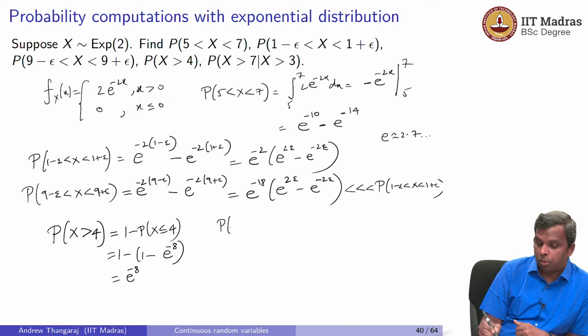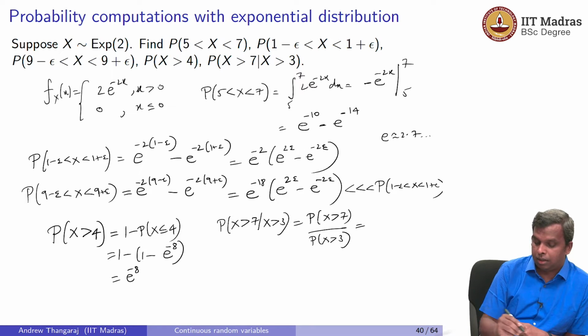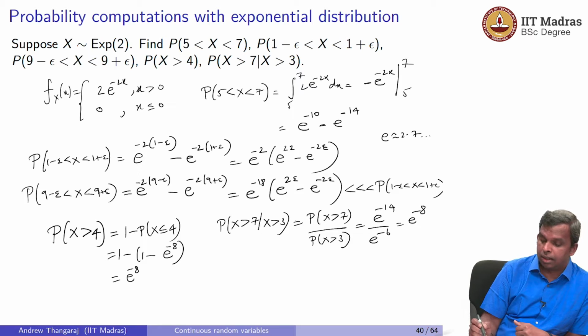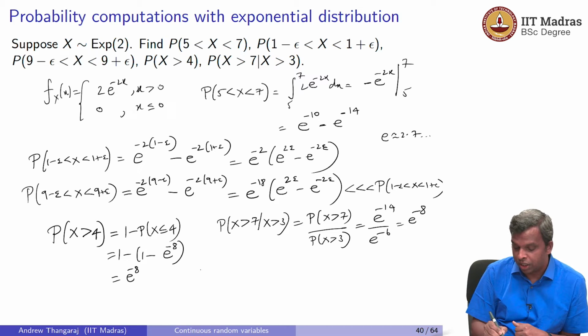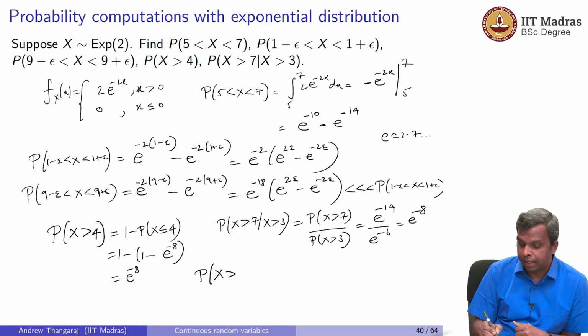Now, look at this other one, probability that x is greater than 7 given x is greater than 3. This is going to be probability that x is greater than 7 by probability that x is greater than 3. It's just like this calculation, it will be e power minus 14 by e power minus 6, which is e power minus 8. So, notice that probability that x is greater than 4 and probability that x is greater than 7 given x is greater than 3 work out to be the same. In fact, you can show this in general: probability that x is greater than s plus t given x is greater than s is actually e power minus t.